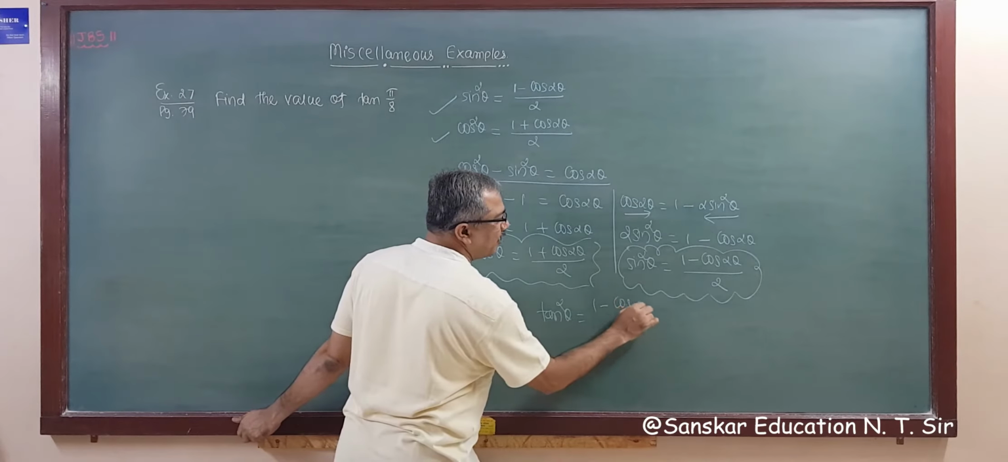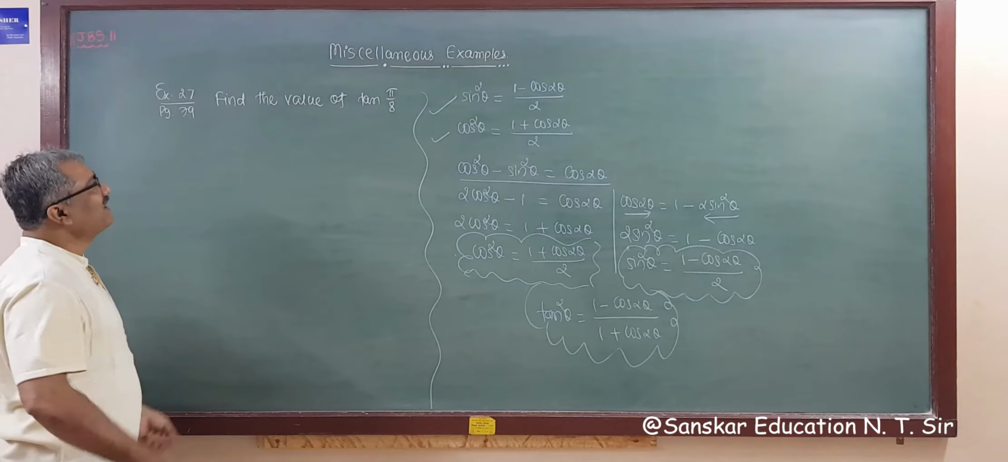Tan square theta is 1 minus cos 2 theta upon 1 plus cos 2 theta. Means single angles become double angle, single becomes double, right? So these are the formulas we are going to use here, right? So I showed you how this formula comes, right? So there are lots of formulas for you, right? Okay, don't worry.